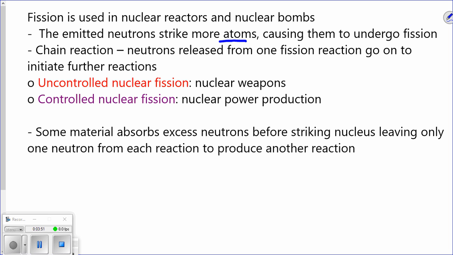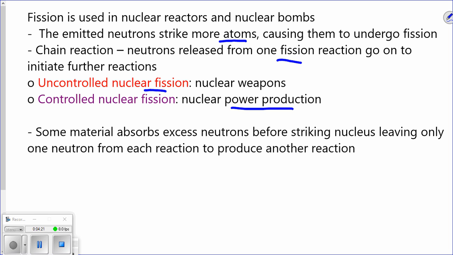In that chain reaction, neutrons released from one fission reaction go on to initiate further reactions, which is why it produces so much high energy. And if it is uncontrolled, it's very, very dangerous. An uncontrolled fission reaction is an example of a nuclear weapon. It's not controlled on purpose. It's supposed to produce very high amounts of energy and devastation. Whereas a controlled nuclear fission reaction is what would be happening in a power plant.